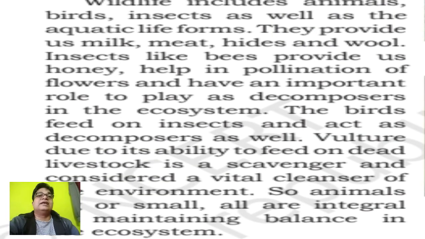Wildlife includes animals, birds, insects as well as aquatic. Aquatic means water life form. They provide us milk, meat, hides and wool. Insects like bees provide us honey, help in pollination of flowers, and have an important role to play as decomposers. Decomposers, those who eat dead plants and animals, we call them decomposers. The birds feed on insects and act as decomposers as well.